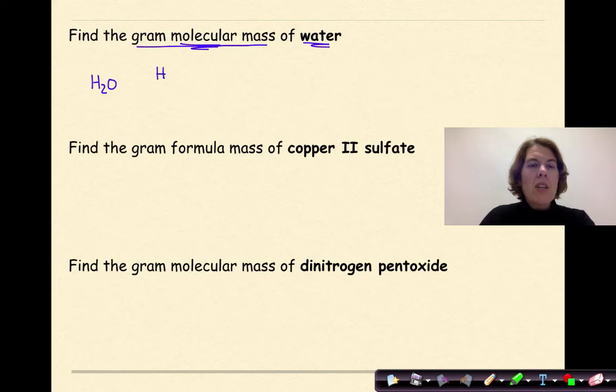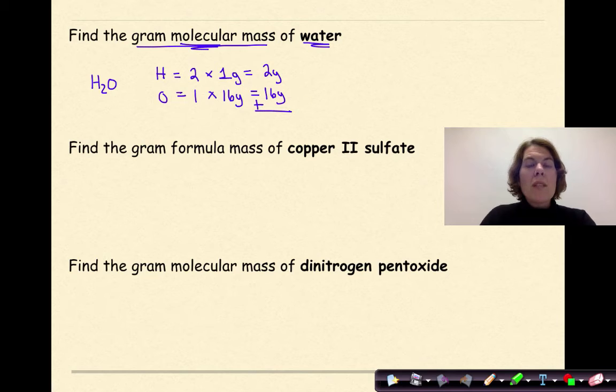I have hydrogen and oxygen involved here. A couple of equal signs. So I look at my subscripts. I have 2 moles of hydrogen, each with an atomic mass of 1 gram. So that's going to give me 2 grams. I have 1 oxygen here. 1 oxygen times the atomic mass of 16 grams. So 1 times 16 is 16 grams. And then I'm going to add them together. So 2 plus 16 gives me 18 grams per 1 mole of water. So that is the gram molecular mass or molar mass of water.